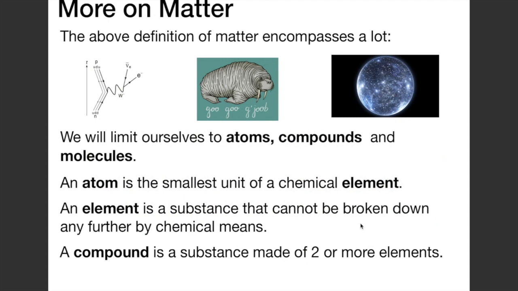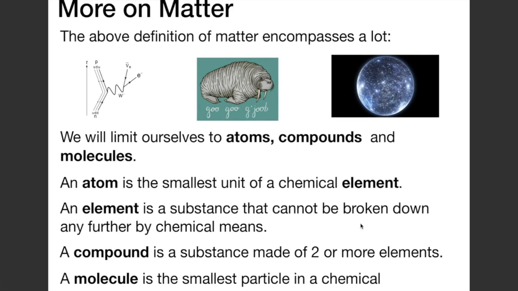In addition to atoms and elements, we also talk about compounds. Compounds are substances made of two or more elements. The smallest unit of a compound is referred to as a molecule. So I'm going to give you examples of these on the next slide.